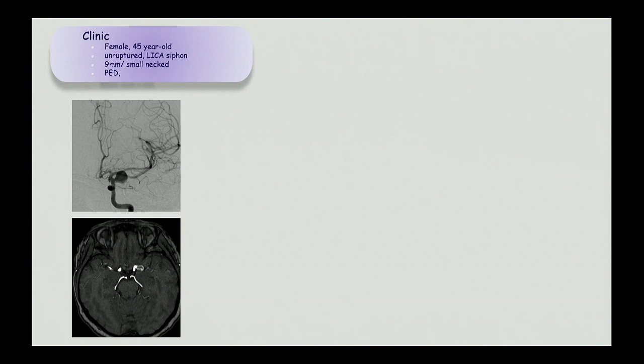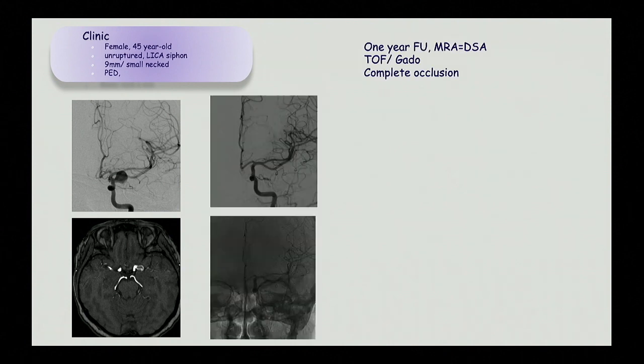We have very simple cases. This is unruptured left internal carotid artery siphon aneurysm, 9 millimeter with a small neck. So if you treat this patient with a flow diversion, it's straightforward. You see AP view of the angio before. This is what you see on MR angio. And when you follow up, you see the results with angio. This is results with angio, placement of flow diversion.